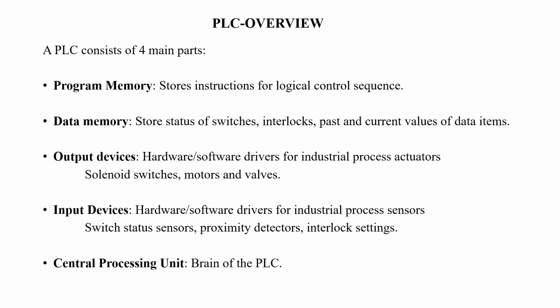Next is a PLC overview. The PLC consists of four main parts. First is the program memory, which stores the instructions for a logical control sequence. Next is the data memory, which stores the status of switches, interlocks, and past and current values of data items. Next are output devices, which are the hardware and software drivers for industrial process actuators, which may be in the form of solenoid switches, motors and valves. And input devices are the hardware or software drivers for industrial process sensors, which may be switch state sensors, proximity detectors and interlock settings. And finally the CPU, which is the brain of the PLC.